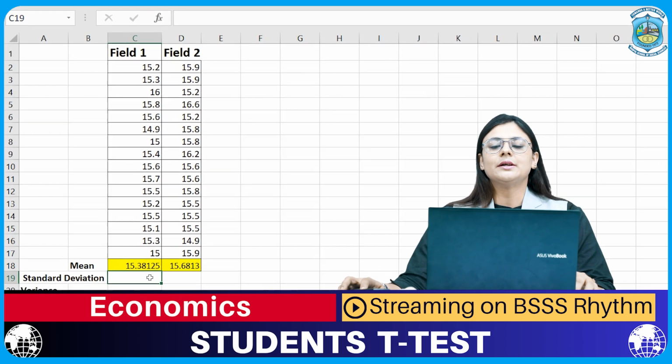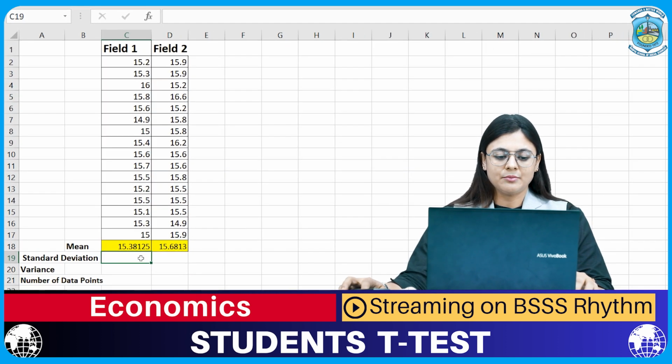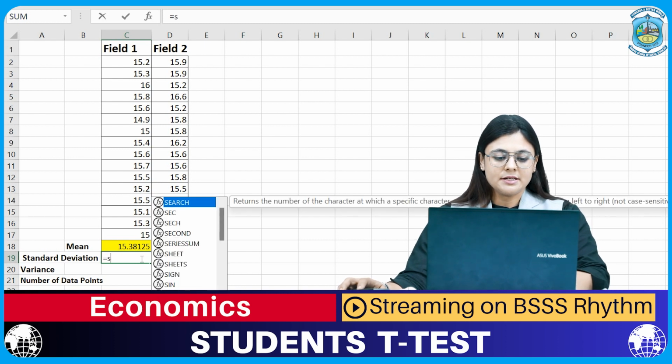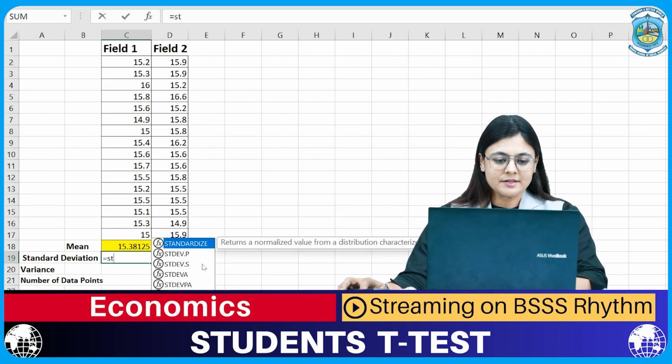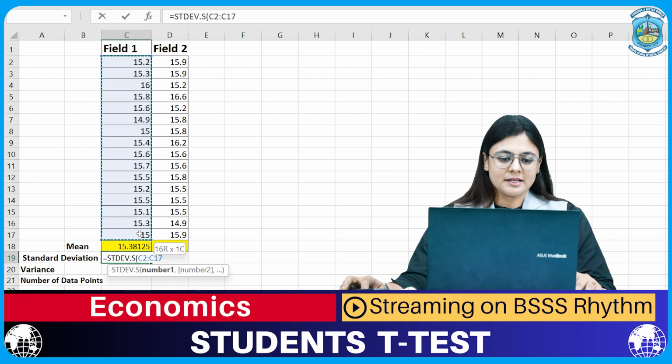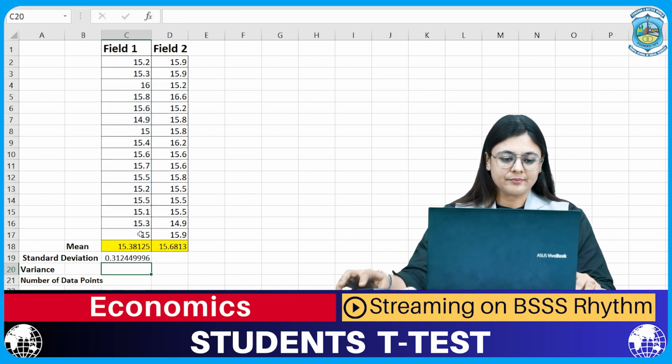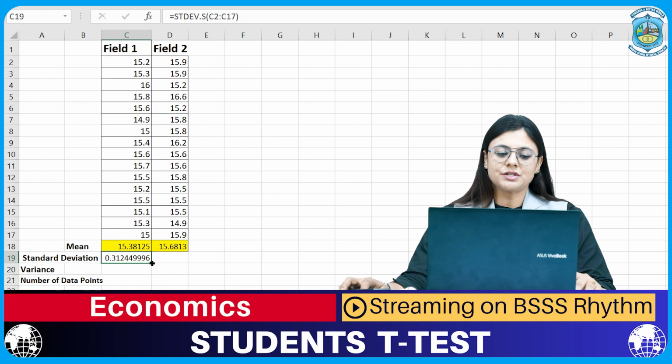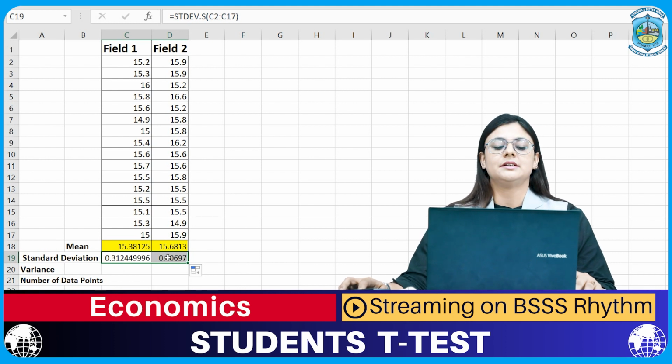The next is to calculate the standard deviation. So again, putting the formula for standard deviation, put an equal to sign, standard deviation for sample and left parenthesis, select the data and close. So this is the standard deviation. Just to copy the formula, drag it to the right column. So here we have the standard deviation.